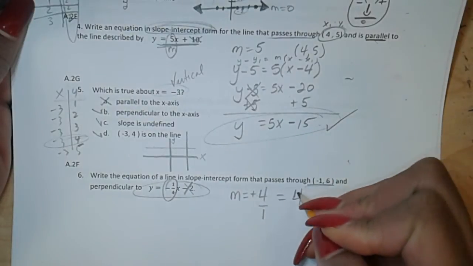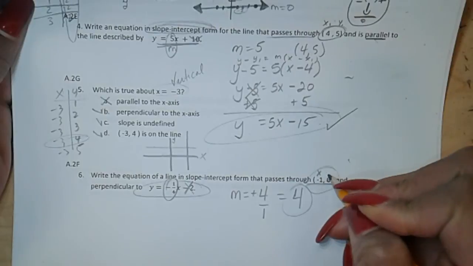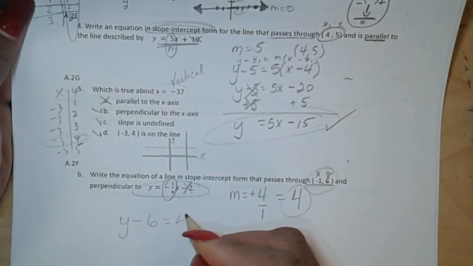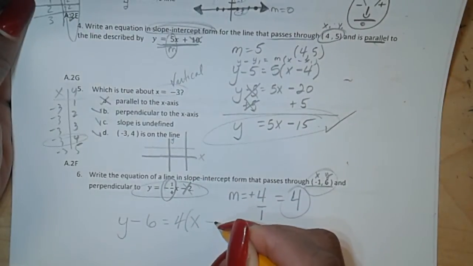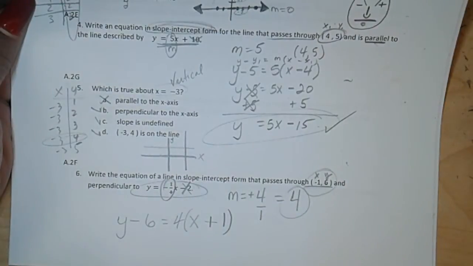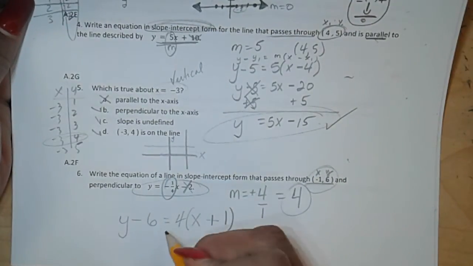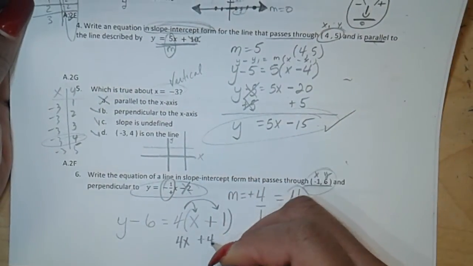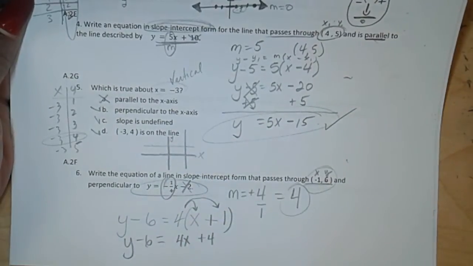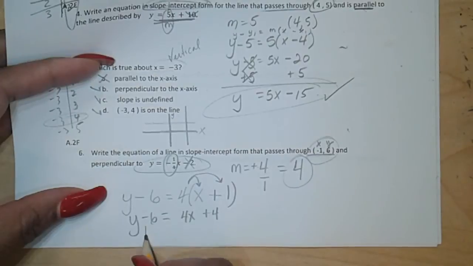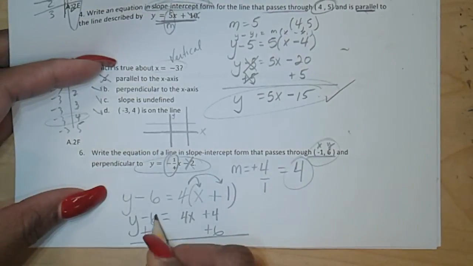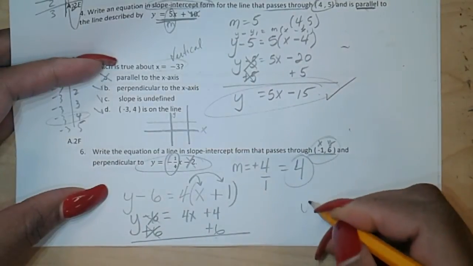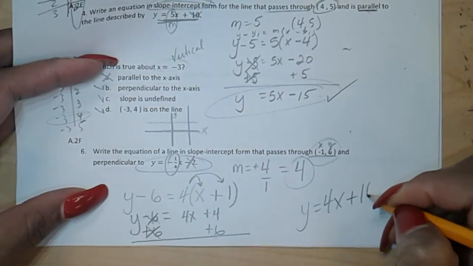Pass it through this point. So we're going to use 4 as m, and -1 is x, and y is 6. So y minus 6 equals 4 parentheses x plus 1. And 4 times x is 4x. 4 times 1 is plus 4. Now we have to add 6. And that gives you 10. So the answer for this problem is 4x plus 10.